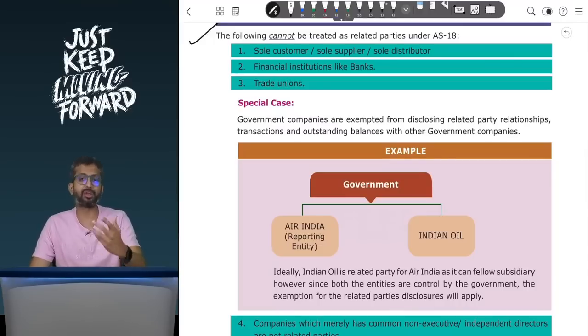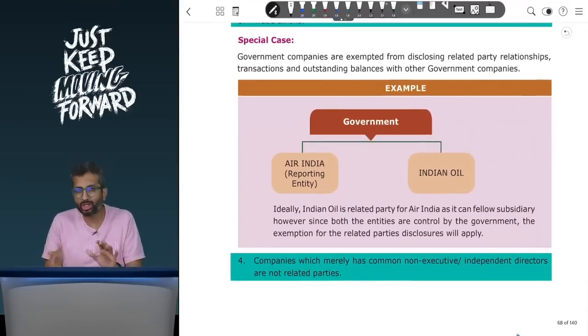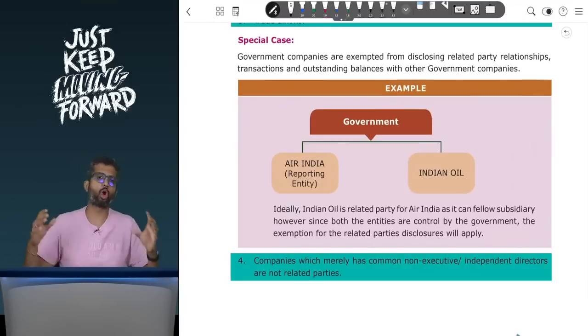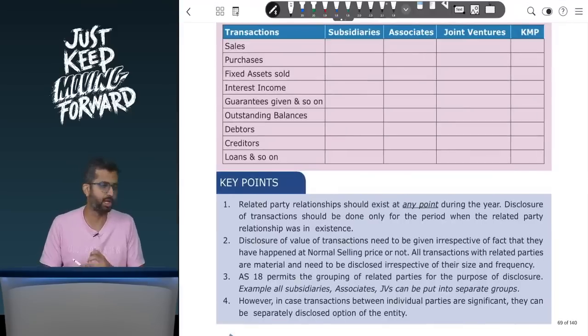Further, one needs to remember who are related parties. Key managerial personnel are related, whole time or executive directors are taken as related parties, but sometimes independent or non-executive directors are not taken as related parties. Now sometimes there are two entities with common directors. Merely because there are common directors does not make them related parties. Just remember that companies which merely have common non-executive directors are not related parties.